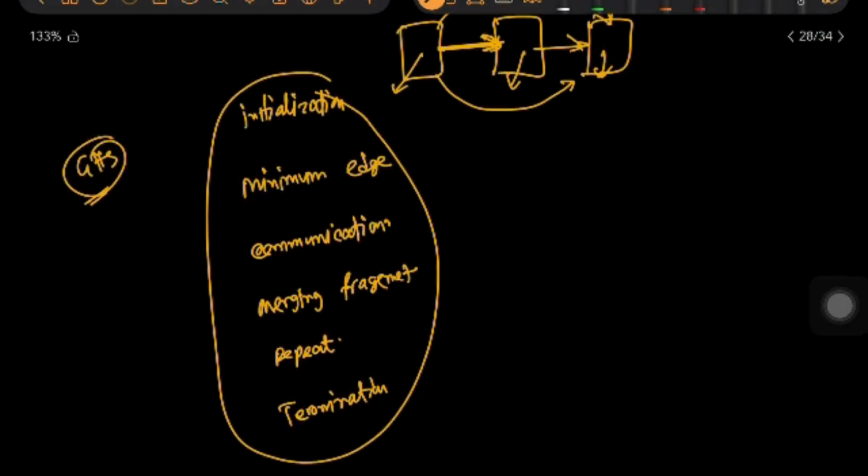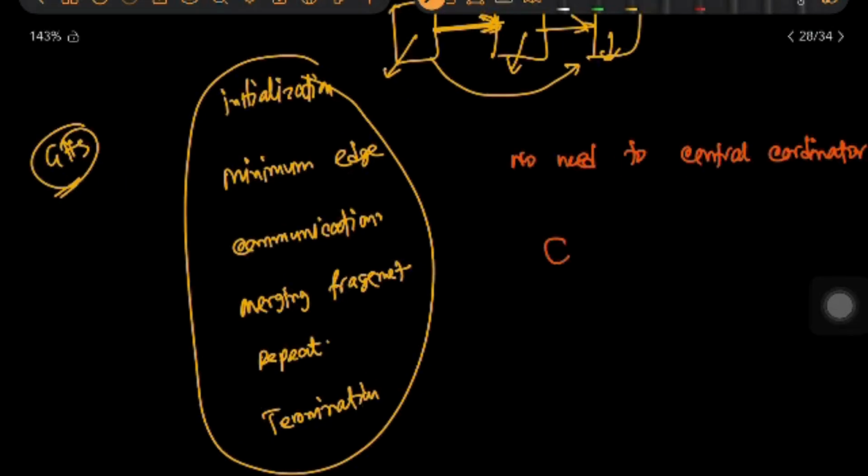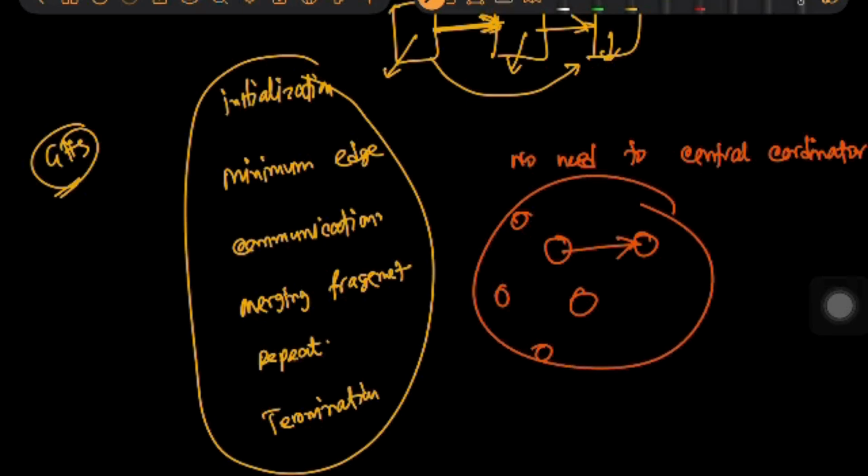It works because it does not need a central coordinator. Also, nodes only communicate with nearby neighbors. It works efficiently even when the network is large. If our network is huge, we can still apply it. Time complexity is order of n log n.